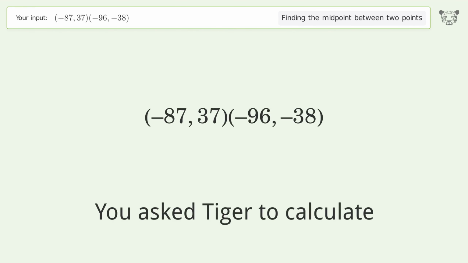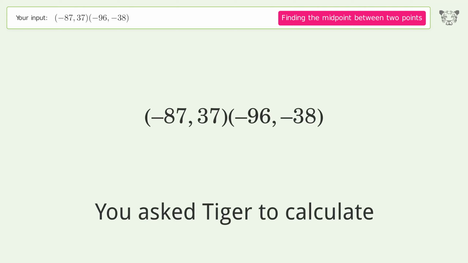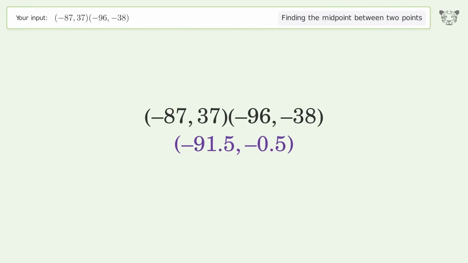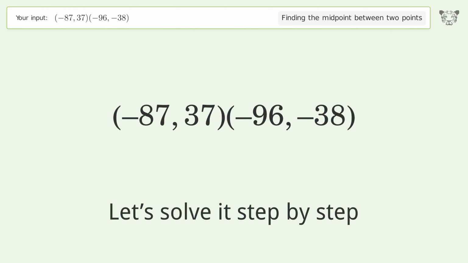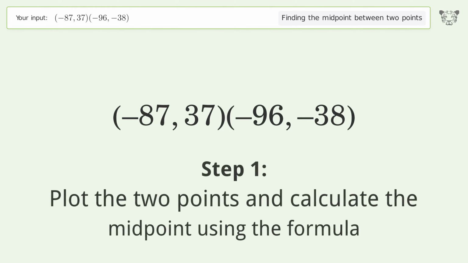You ask Tiger to calculate. This deals with finding the midpoint between 2 points. The midpoint between the 2 points is (-91.5, -0.5). Let's solve it step by step. Plot the 2 points and calculate the midpoint using the formula.